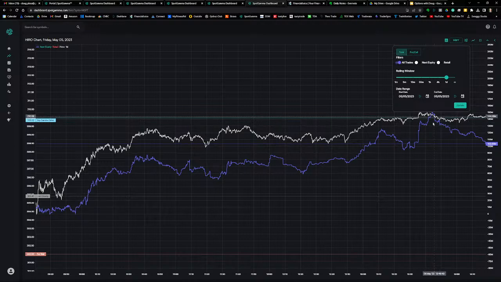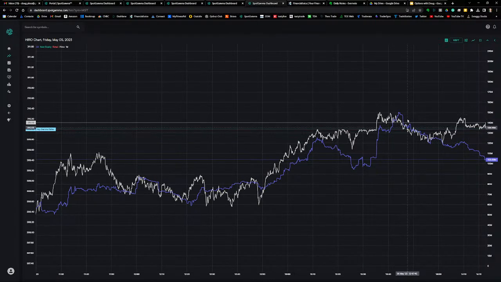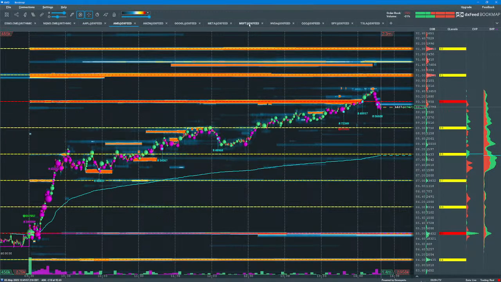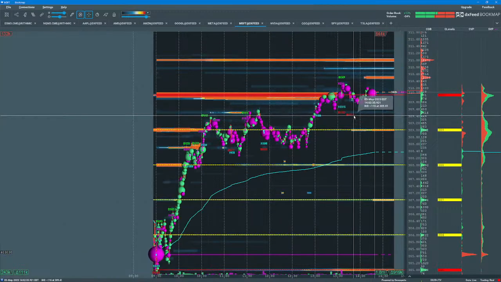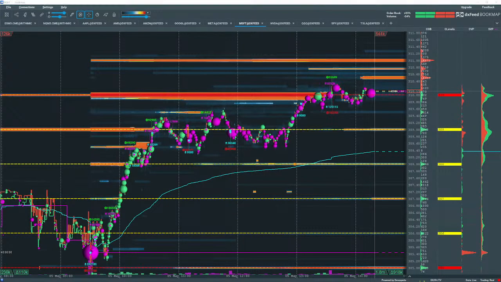Traders are starting to take negative delta positions as price has reached that 310 key gamma strike. So let's go take a look at Bookmap. Go to Microsoft. And for Microsoft, it looks like I need to add more lines to my spreadsheet. So there's the 310 key gamma strike, and note all the liquidity at that level.